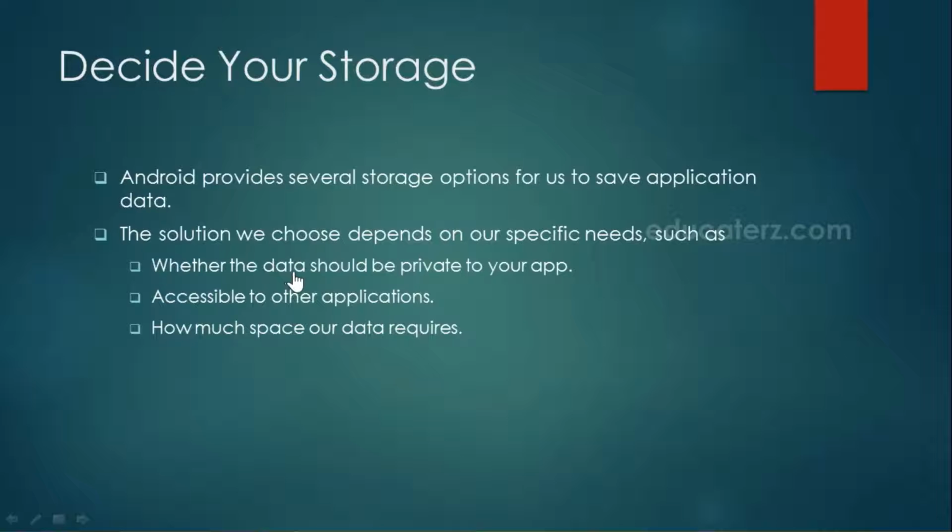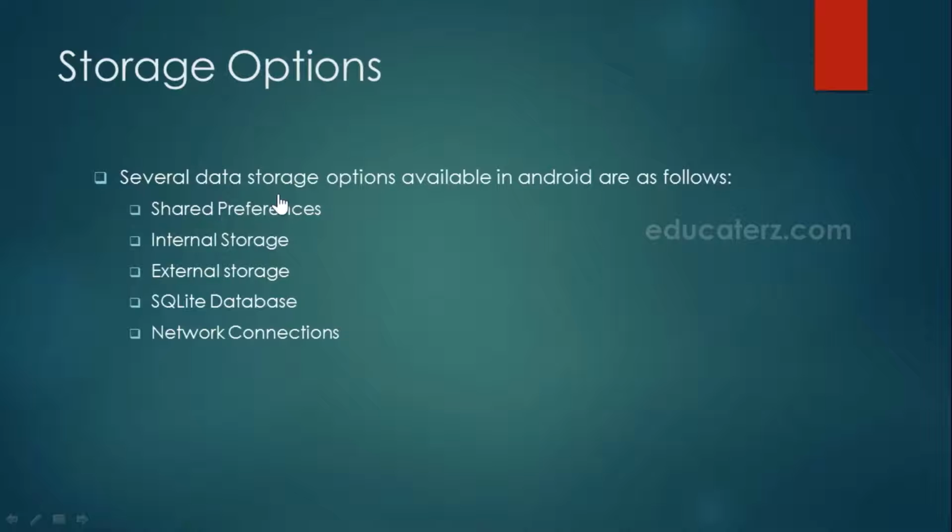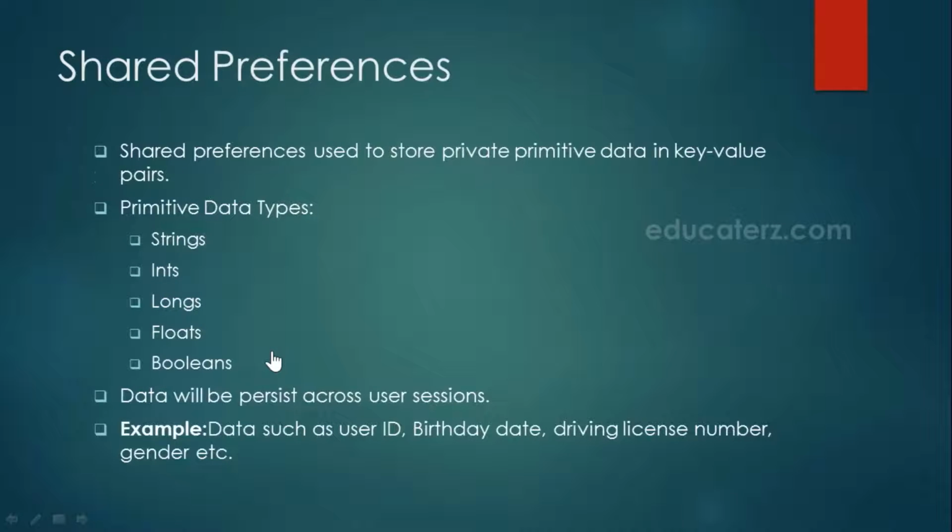The first thing is whether the data should be private to your application or public to other applications as well. Can it be accessible by multiple applications or a single application, private to the application or public to all the applications, and how much data it will require. So it depends upon these parameters. Android ships with different kinds of storage mechanisms available for us: shared preferences, internal storage, external storage, SQLite database, and network connections. So we'll go one by one.